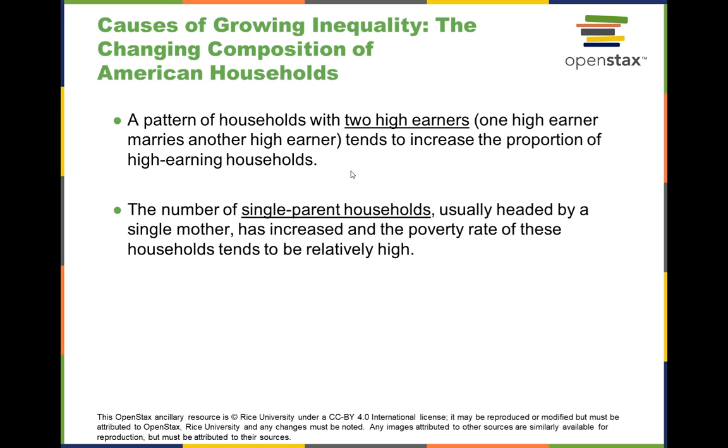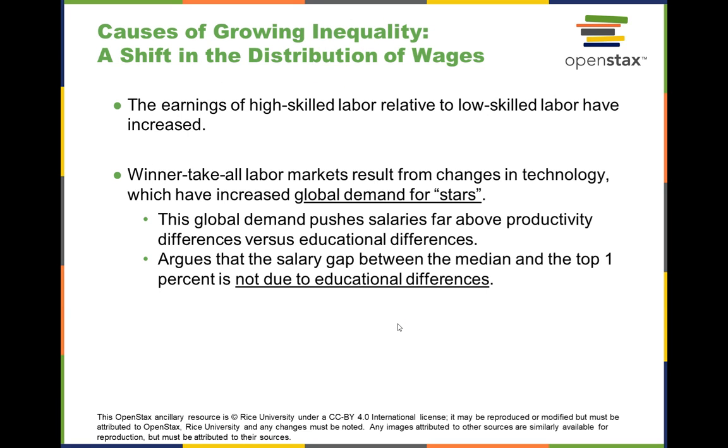A pattern of households with two high earners, where one higher earner marries another higher earner, tends to increase the proportion of higher earner households. The number of single-parent households, usually headed by a single mother, has increased, and the poverty rate of these households tends to be relatively high. Single female heads of household typically have much higher poverty rates, especially when compared to single father heads of households. So single women heads of households, and also minority groups, Latinos, African Americans, Native Americans, people with lesser education, and people in inner cities and isolated rural areas. These are all groups that tend to have higher poverty rates.